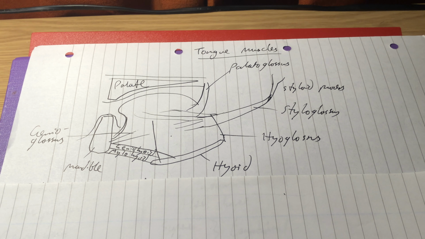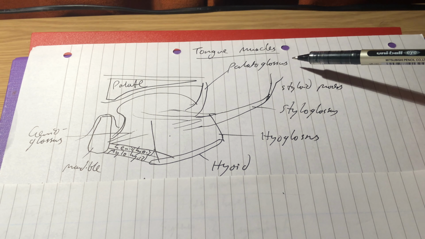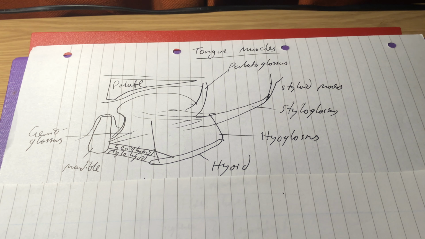All of the tongue muscles are innervated by the hypoglossal nerve, or the 12th cranial nerve, apart from palatoglossus, which is really a muscle of the palate. This is innervated by the pharyngeal plexus, which has the motor components of the vagus nerve, or nerve 10.